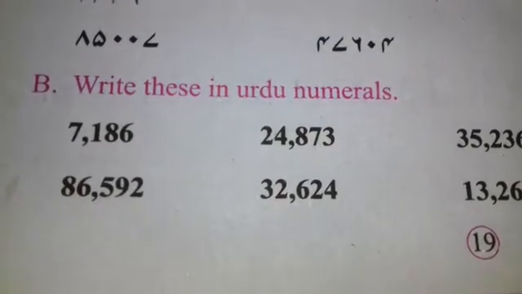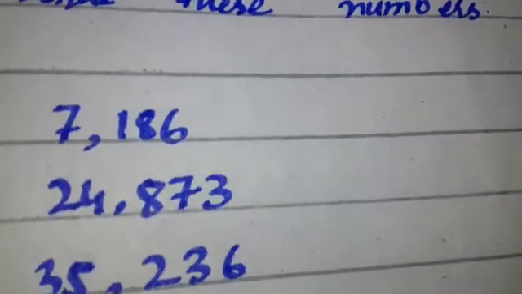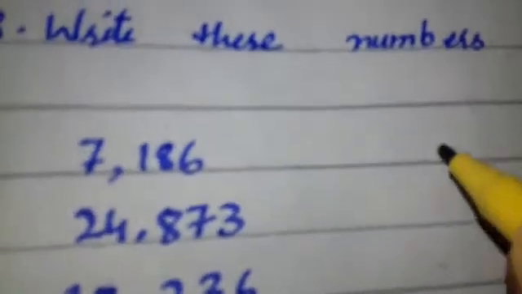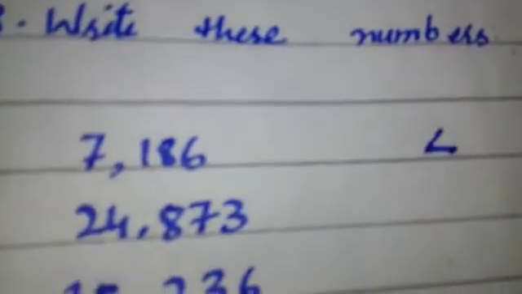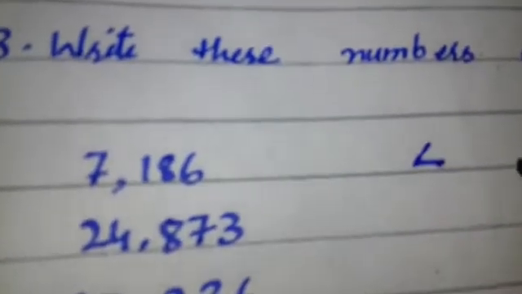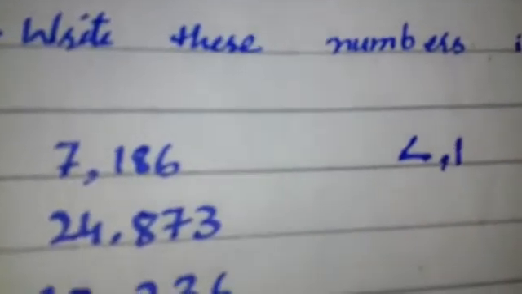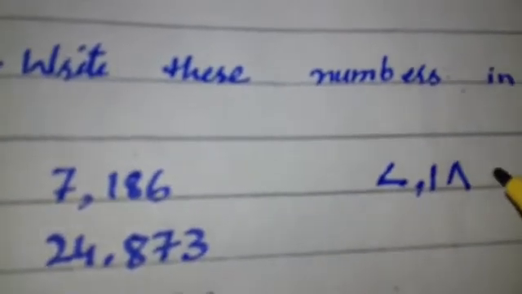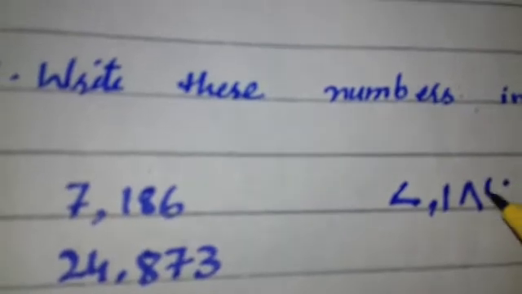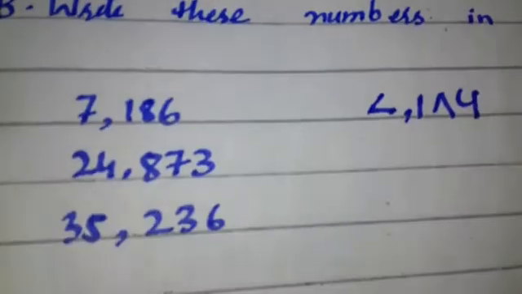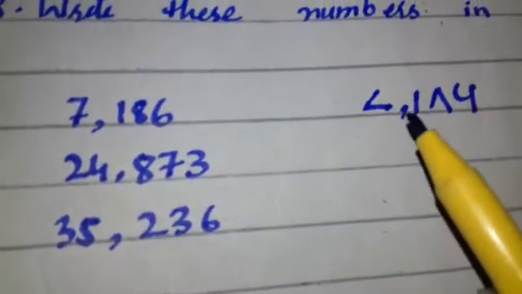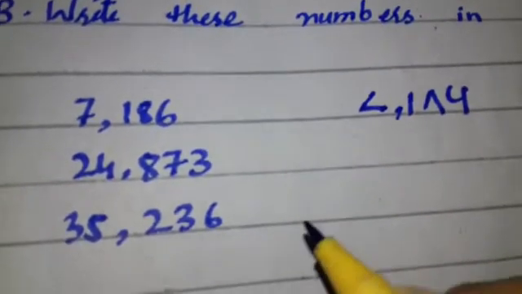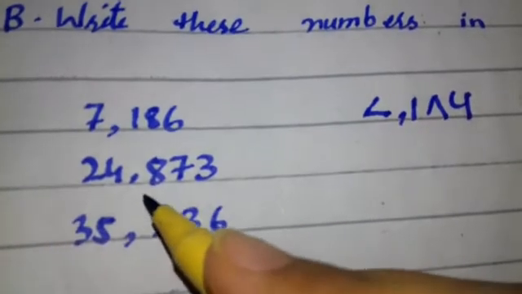Write these in Urdu numerals. Now as we know that 7 is written as this. After that, 1 is very simple. We can place 1. Now 8, and this is the symbol of 6. Alright, it becomes 7,186.